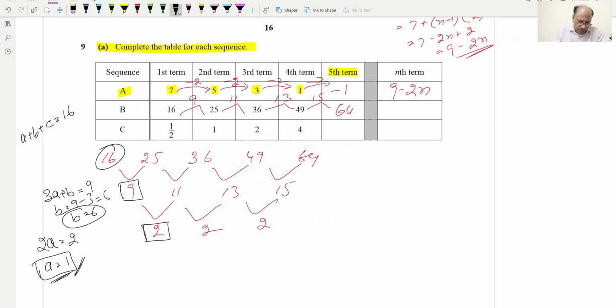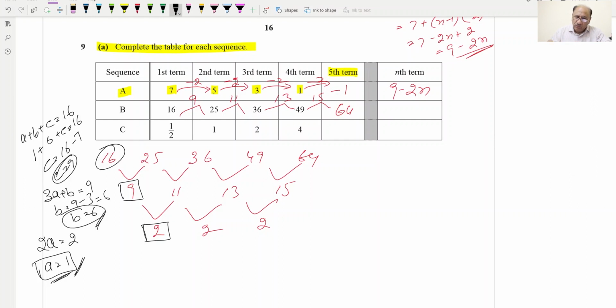So a and b values we will replace in this one. So a is 1 and b is 6. So plus c is equal to 16. So c is equal to 16 minus 7, and c will be equal to 9.